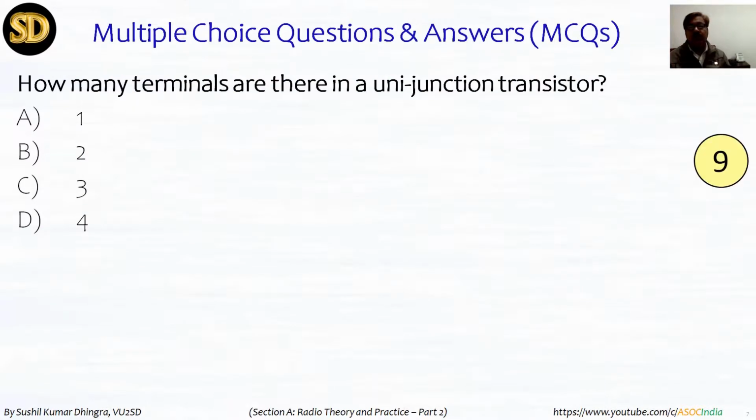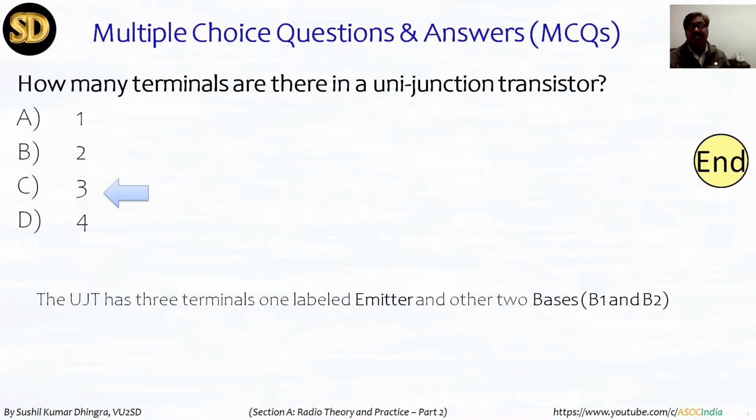So now coming to the questions, you have very limited time. How many terminals are there in a unijunction transistor? 1, 2, 3, 4. Very simple. Time up. 3. I told you they are labeled as emitter, base 1 and base 2.